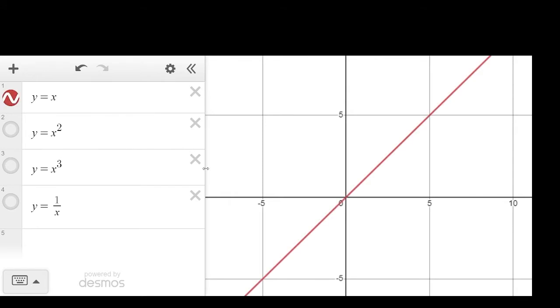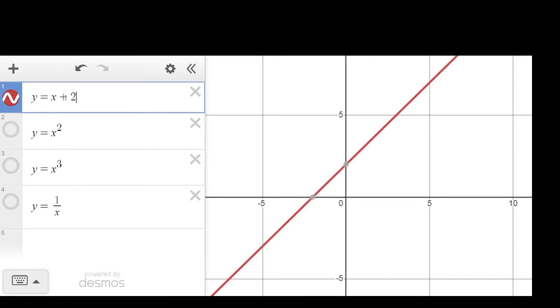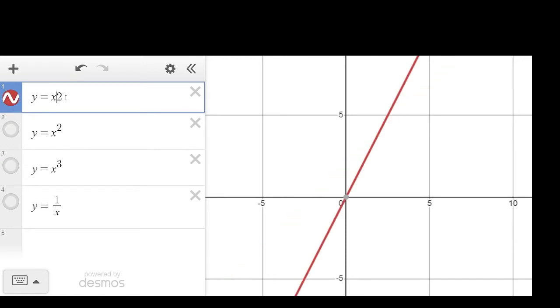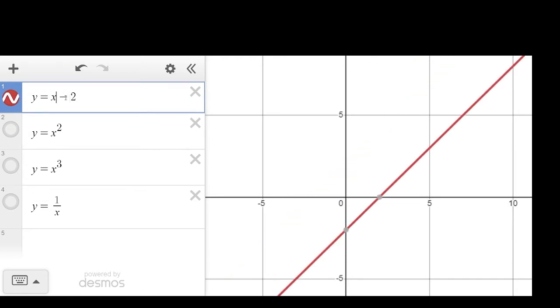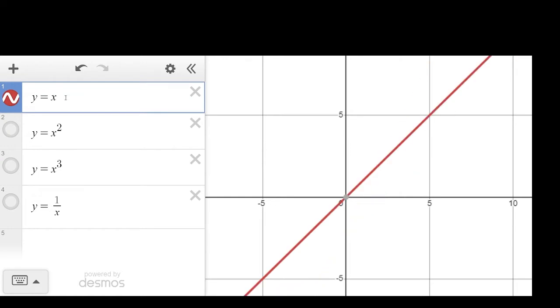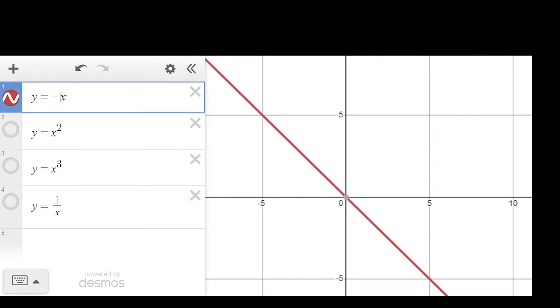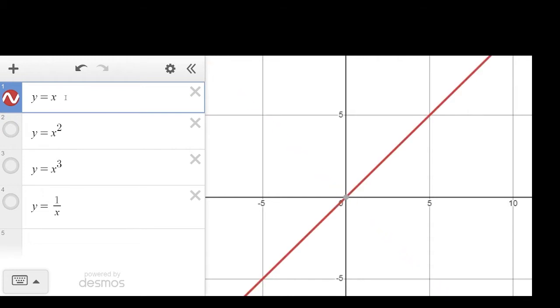The simplest straight line graph is this, y equals x. A straight line graph can also be y equals x plus or minus any number. It can also be x multiplied by anything. You also need to be able to recognize y equals negative x. And that's the same as y equals positive x, except it's reflected about the y-axis.